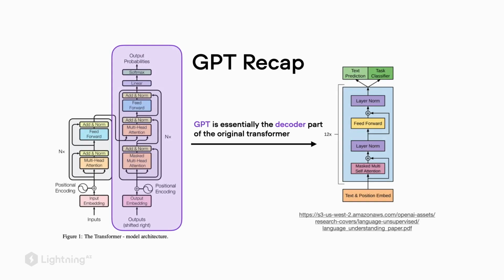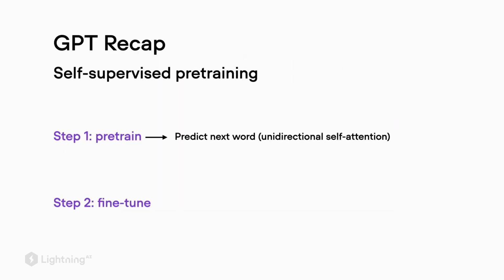Previously, we talked about GPT models for generating texts. Let's now talk about the BERT model that can be used for classification. So previously we mentioned that the GPT model is essentially the decoder part of the transformer architecture. And in the GPT model, for the pre-training, we trained it to predict the next word in an unlabeled dataset. So BERT takes a slightly different approach.